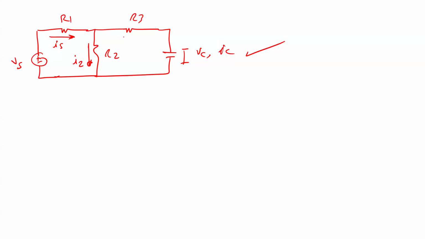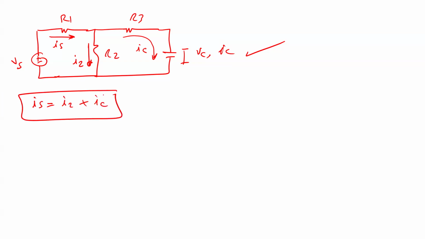I already know the current here, IC. First of all, IS is equal to I2 plus IC. Make sense? Kirchhoff's current law. That means my problem is I2. Once I find I2, I'm done because I already found IC. But again, it's not a number. It's going to be an equation in time, with e to the t. So now the question, how can I find I2?